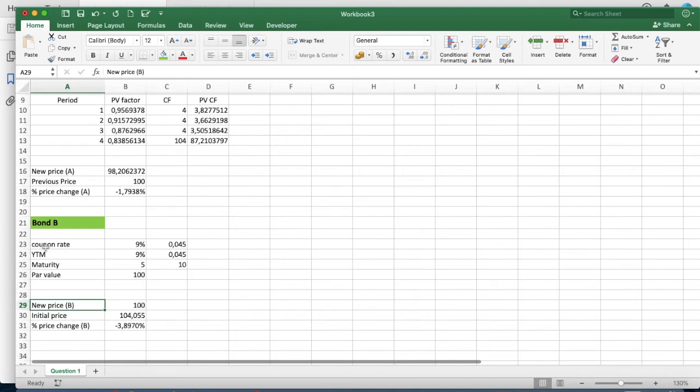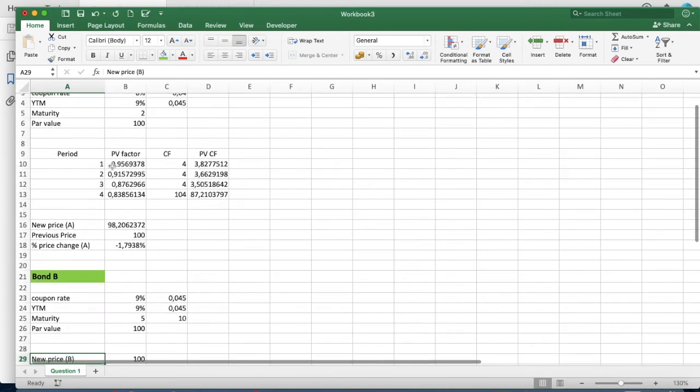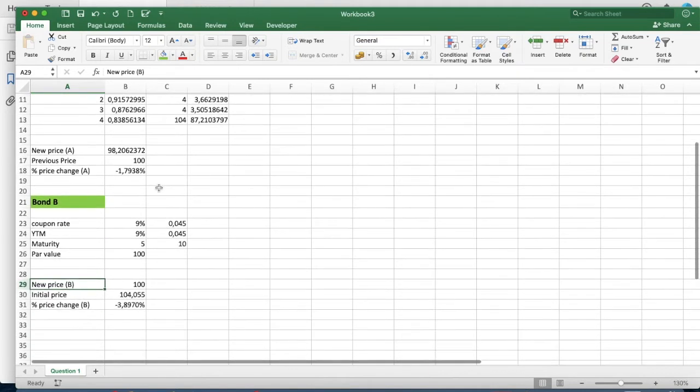Due to this increase in yield to maturity, the price of bond B has dropped by 3.897%, and we clearly see that the price change in bond B is much higher than the price change in bond A, and this was expectable since bond B has a higher maturity than bond A, and since bond B is paying a higher coupon rate than bond A. So these two things lead to a higher volatility for the price of bond B than bond A. So that's it for question number 1.